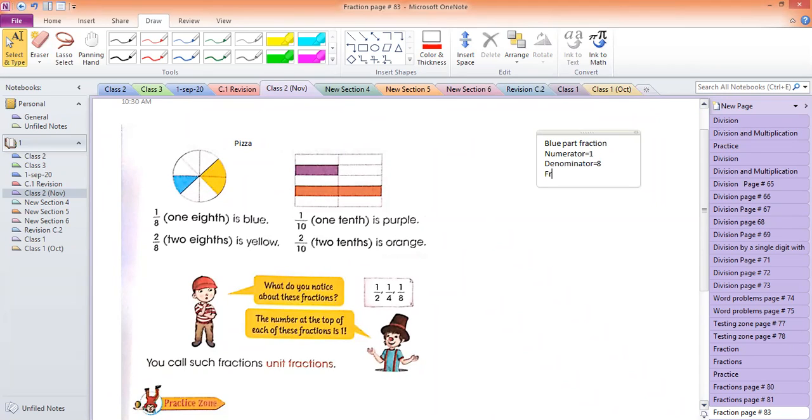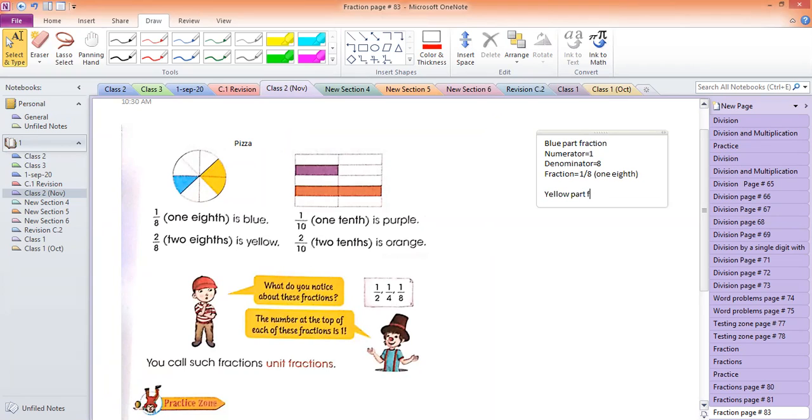So its fraction will be, first you write the numerator, which is 1, then a slash, then you write its denominator. So it will be 1 over 8. You can see 1 over 8. And how will you read it? 1 over 8, you will say 1 and then 8, because the denominator you always read like an ordinal number. It is 1/8.